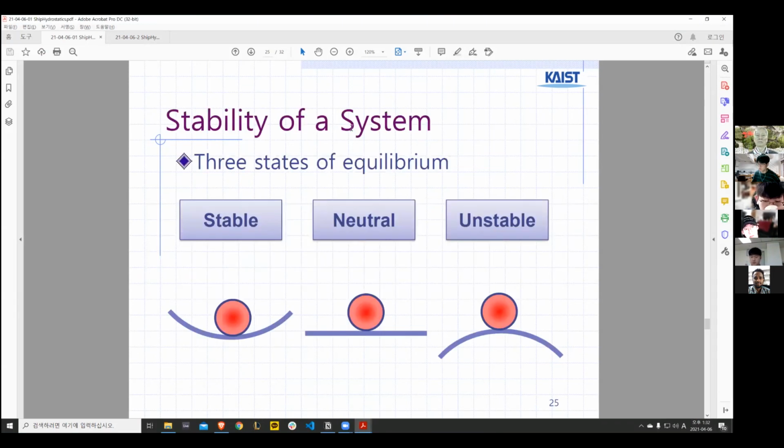This is stability of a system and three states of equilibrium: stable, neutral, and unstable. So if I push these three balls to the left like this, then as you can see, the stable one will come back, the neutral one will stay here, and the unstable one falls down, right? So stable, neutral, and unstable is like this picture.